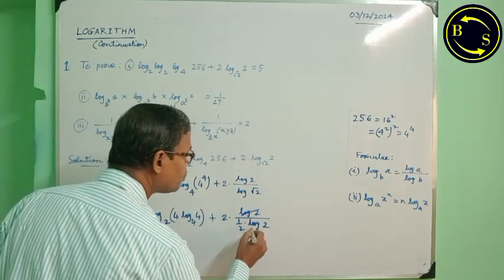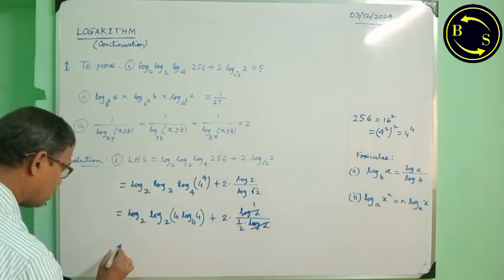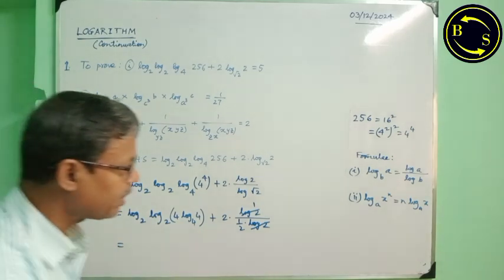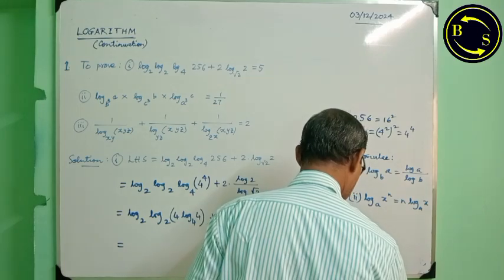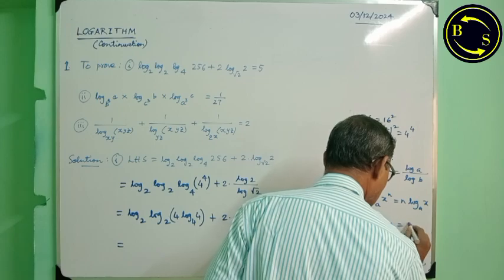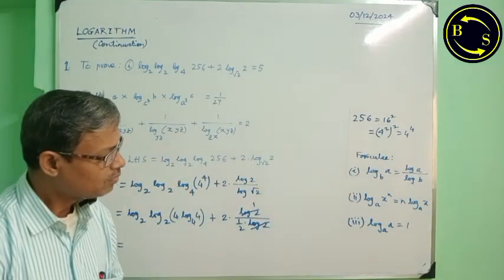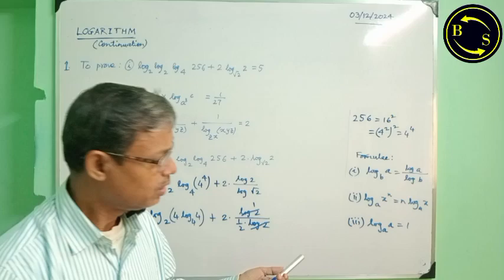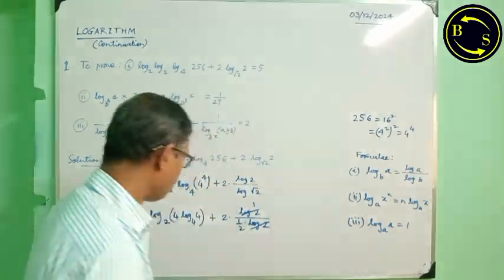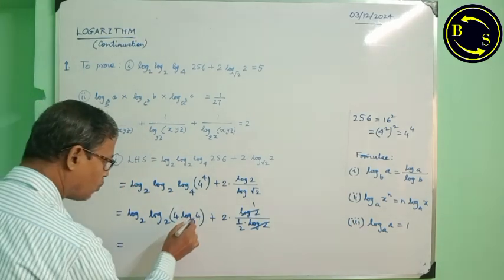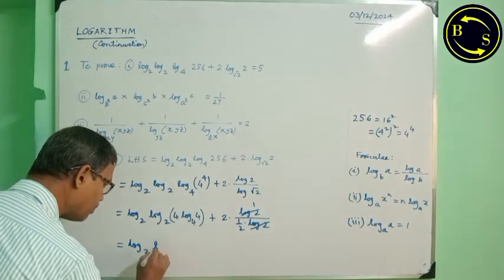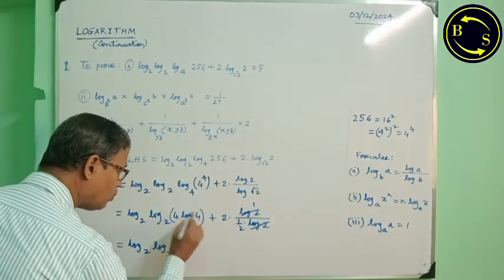now these log 2's are cancelled. Log 4 to the base 4, log of a to the base a, I write here, log a to the base a is 1. Already we have proved it, and one thing you must remember, these results. Therefore, log 4 to the base 4 will be 1. Finally, we get here 4 into 1, that is 4.